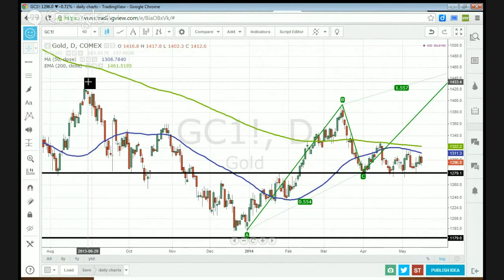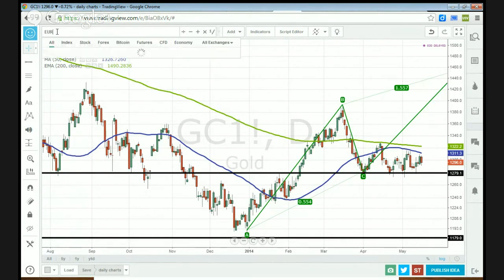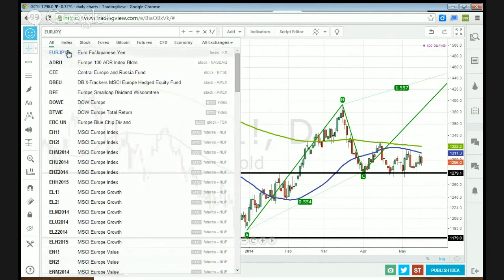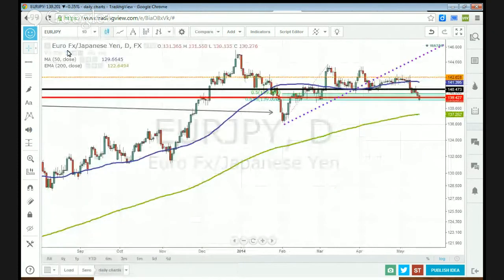I closed out a number of positions. Let's actually start with the positions that I've closed out. Okay, so first is Euro Yen. I basically closed out all my yen positions. Close out Euro Yen. You see it actually hit my stop.